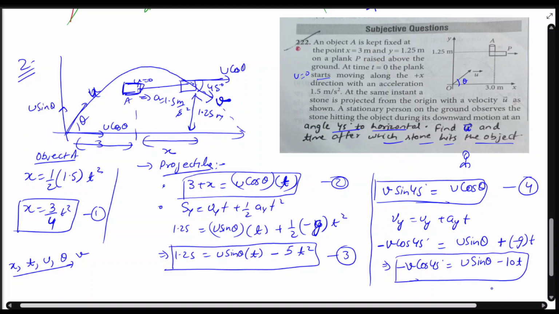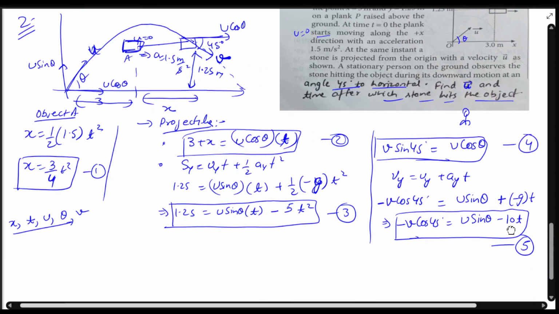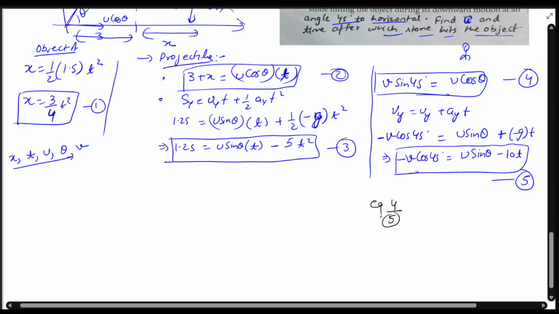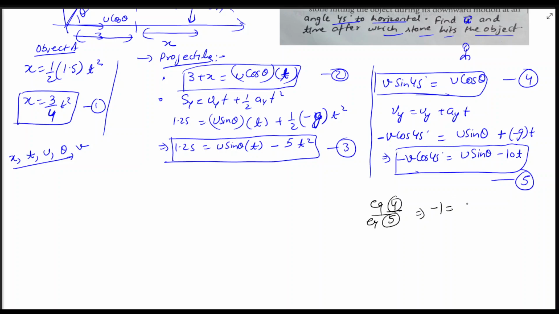We'll get another equation. So this is our fifth equation. Now the situation is easy. Let's solve. Let's remove the excess variables one by one. So what we can do, we can divide 4 by 5. Equation 4 divided by equation 5, this v will get cancelled, so it will be minus 1 equal to u cos theta upon u sine theta minus 10t, right?